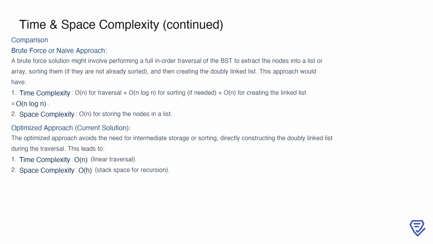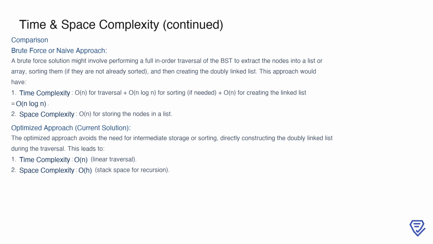To understand the efficiency of this approach, let's compare it to a brute force or naive solution. In a brute force method, we might first perform an in-order traversal to collect the nodes into a list or array. If the nodes aren't already sorted, we would then sort the list, which takes O(n log n) time. Finally, we would construct the doubly linked list, which requires another O(n). This results in a total time complexity of O(n log n). Additionally, storing all nodes in a separate list would require O(n) space.